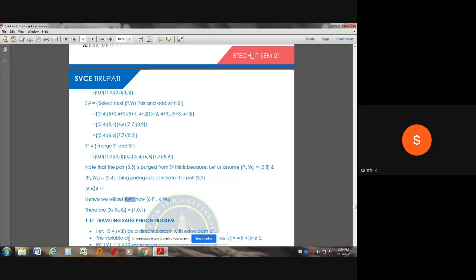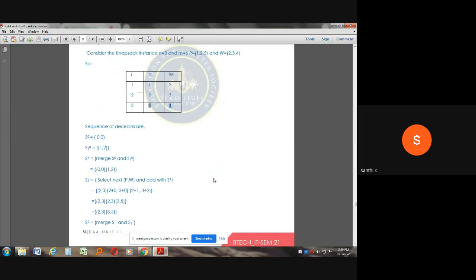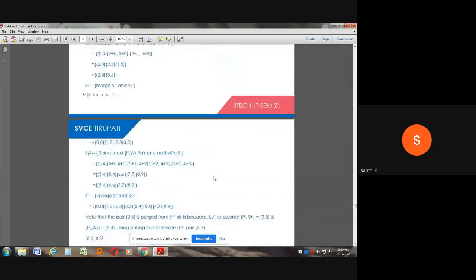The ordered pair 6, 6 belongs to S3 and 6, 6 does not belong to S2. So we are going to consider that object. So X3 equal to 1. Now the meaning of X3 equal to 1 means we are going to put that object in the knapsack and the third object ni place చేస్తున్నాం. So third object ni place చేసినప్పుడు ఈ 6, 6 లో నుంచి మనం థర్డ్ ఆబ్జెక్ట్ యొక్క ప్రాఫిట్ వెయిట్ ని రెడ్యూస్ చేయాలి. So what is the third object? It's profit and weight 5, 4. So from 6, 6 we have to reduce 5, 4.